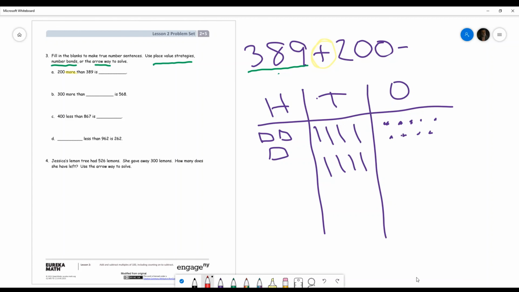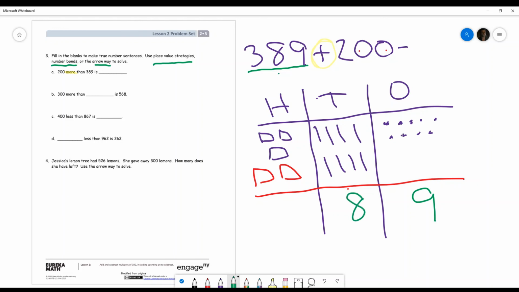Now let's look at our next number. 200. We have 0 ones, so I don't add anything there. 0 tens, so I don't add anything there. And 2 hundreds. So now let's add those together. Let's count our ones. 1, 2, 3, 4, 5, 6, 7, 8, 9. Our tens. 10, 20, 30, 40, 50, 60, 70, 80. Remember, we don't add the 0, only the 8. And let's count our hundreds. 1, 2, 3, 4, 500. There's our answer, 589. So that was 2 different ways you could do that.